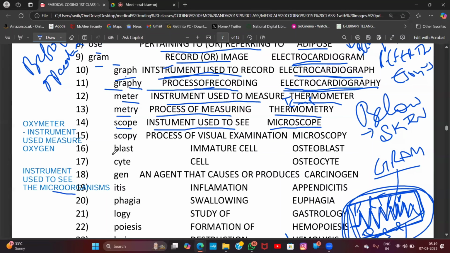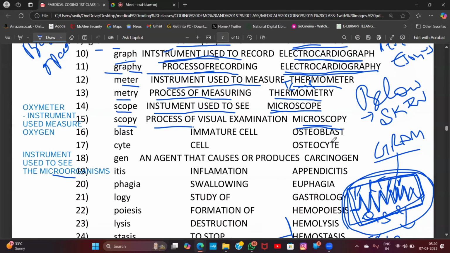Okay, next one, scopy. Scopy is nothing but process of visual examination. Microscopy: process of visual examination of microorganisms is called microscopy. Do you know telescopy? Tele means far; the instrument used to see far objects. Tele means far object. Microscopy is the process of examination of microorganisms.